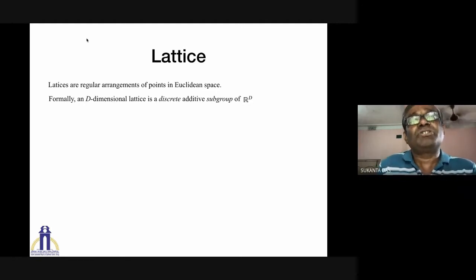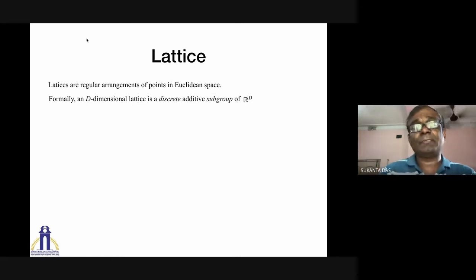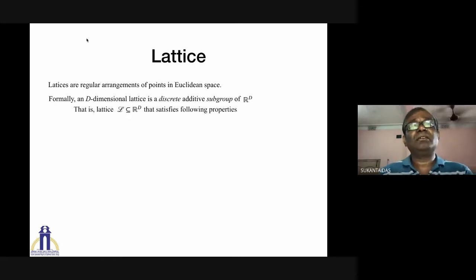So if it is a one-dimensional lattice, then it is a discrete additive subgroup of R. If it is a two-dimensional lattice, then it is a discrete additive subgroup of R square. So L is my lattice, and L is a subset of R to the power d. And this L has to satisfy two properties.